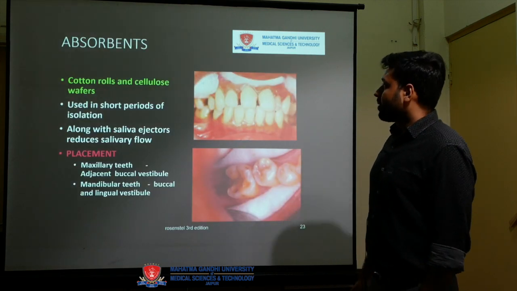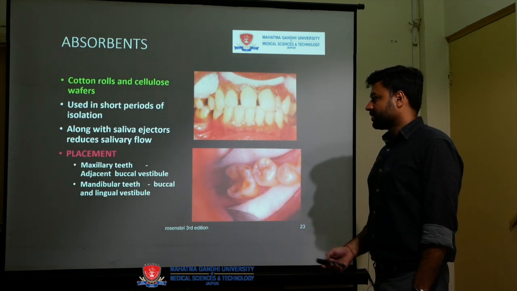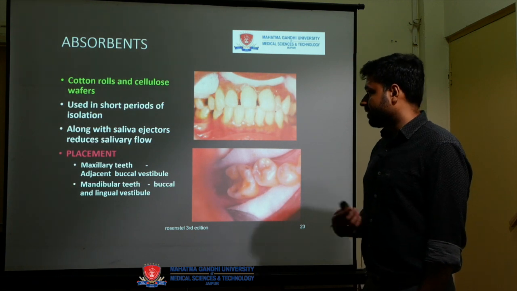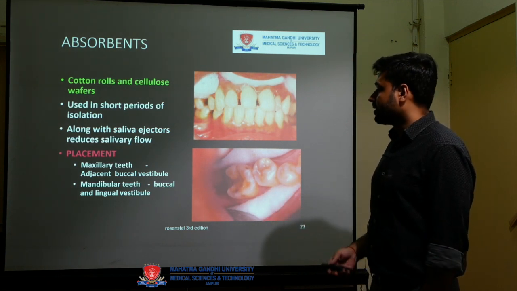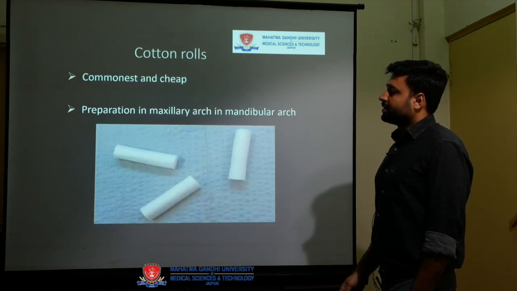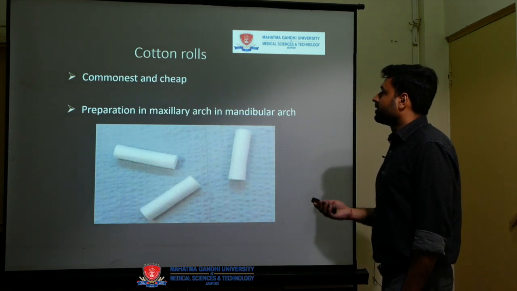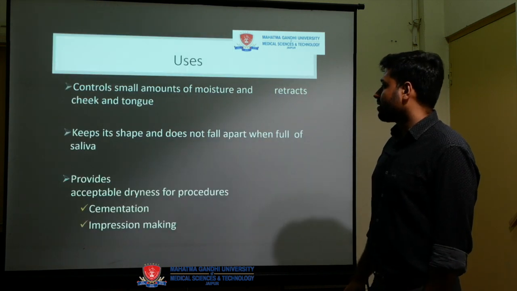Then we have the absorbent points, like cotton rolls and cellulose wafers, used for short periods of isolation. Along with the saliva ejectors, they reduce the salivary flow, and we can place them on either side of the tooth or the working area. These are the cotton rolls. They are the commonest and cheapest that we use in day-to-day practice. For preparation in the maxillary arch or the mandibular arch, we can use the cotton rolls.